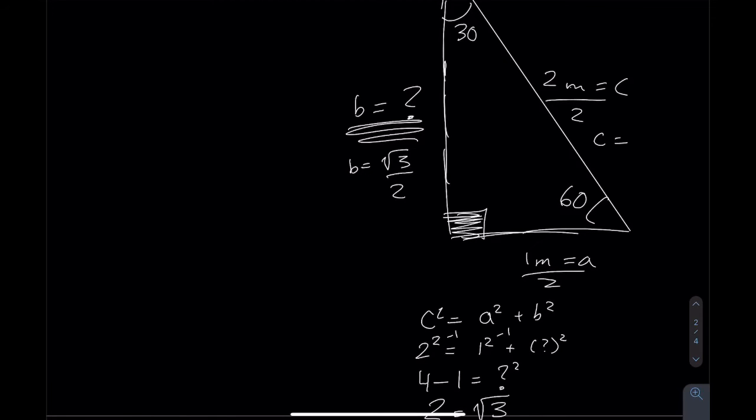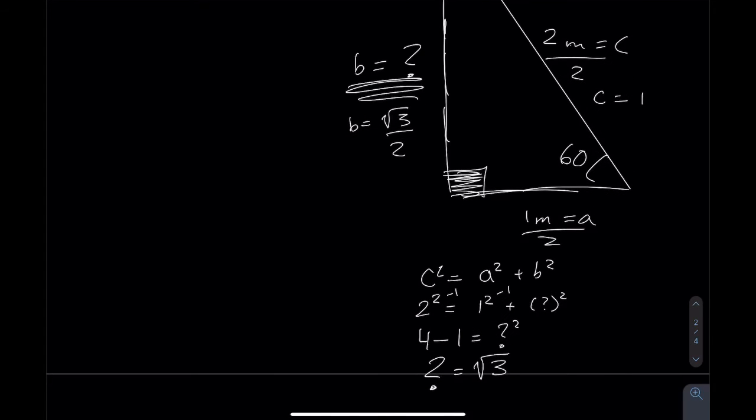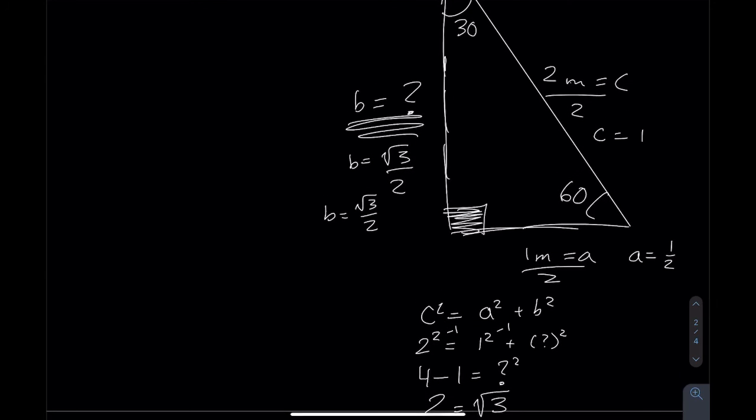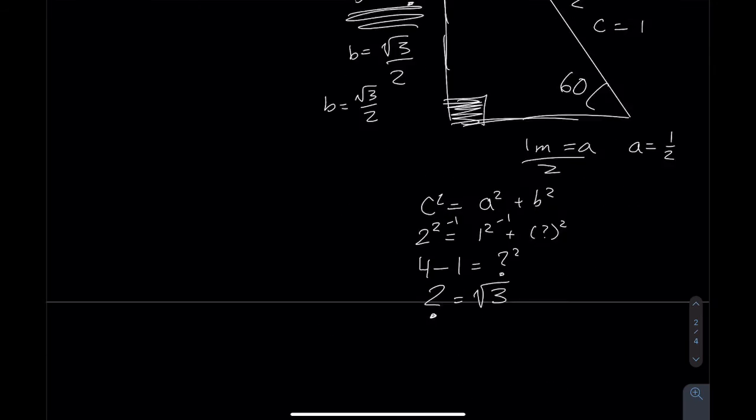Now we know C is going to be equal to 1, so our hypotenuse is equal to 1. A now is going to be equal to 1 over 2. And B is going to be equal to root 3 over 2. Okay? So let's do an example.